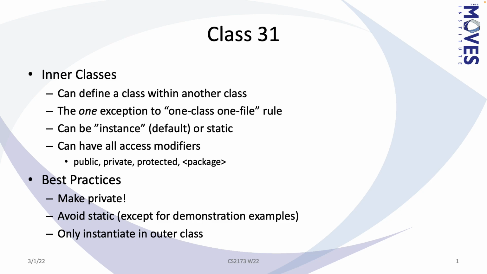And you want to only instantiate it in the outer class, in the enclosing class. So the terms are going to be outer class, that's the enclosing class, and then the inner class is the one inside. And the reason for that is because once you start working with these, there are now kind of two objects running around.